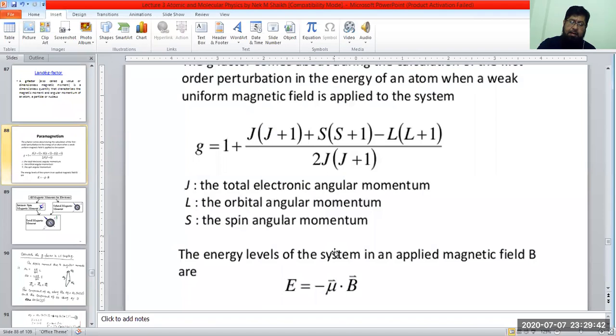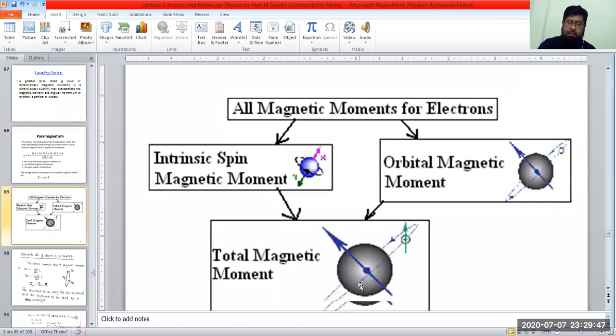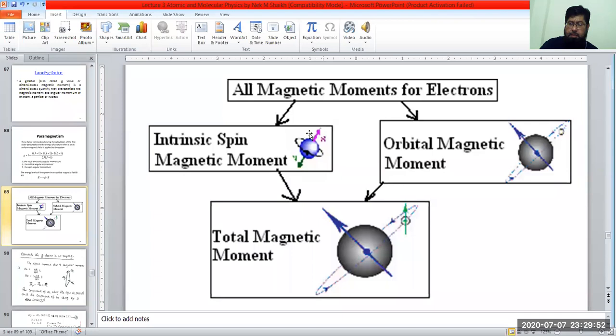Ab yahan pe agar aap ye dekhen ki all magnetic moments, ye electron spin kar raha hai. Jab electron spin kar raha hai to iska jo magnetic moment hoga wo normal to the plane hoga. This is the magnetic moment due to its spin. Ab ye electron orbit kar raha hai, orbiting around the nucleus. So when the electron is orbiting around the nucleus, again it has a magnetic moment, and that magnetic moment is also normal to the plane of the rotation.